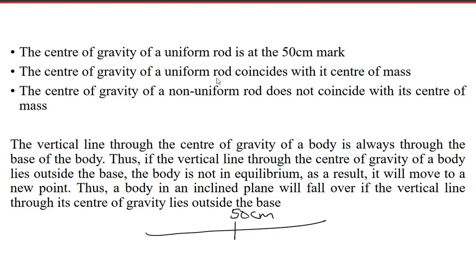Now, the center of gravity of a uniform rod coincides with the center of mass. Now, there is center of gravity and there is center of what? Mass. The center of gravity of a non-uniform rod does not coincide with its center of mass. So, if it is uniform, the center of mass and center of gravity will be the same. If it is non-uniform, the center of mass and the center of gravity will not be the same.